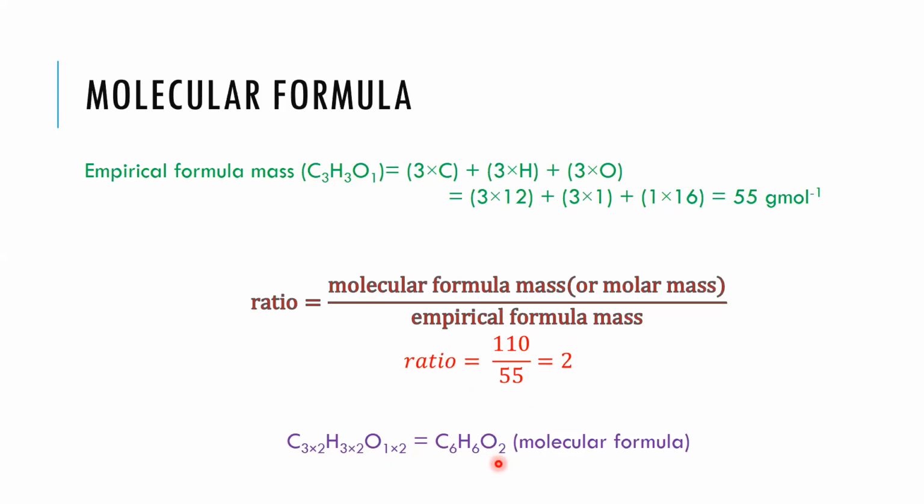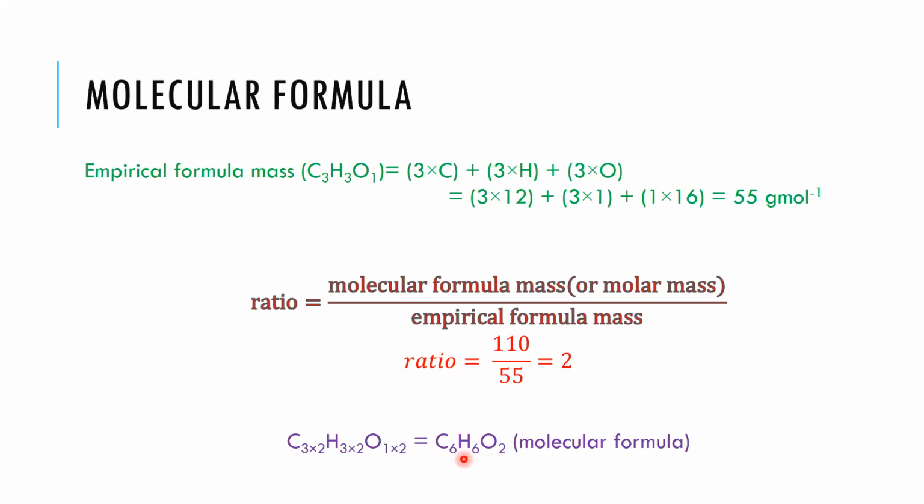Sometimes we have a question like this: why is carbon first, hydrogen second, oxygen last? If you put it in any order, it's still fine. For example, O2, C6H6, that's also fine. But I know from organic chemistry, which you are going to see in grade 12, it's always in C, H, and O in this order. But you don't have to write in this order. It's up to you. So our molecular formula is C6H6O2, and our empirical formula is C3H3O1.